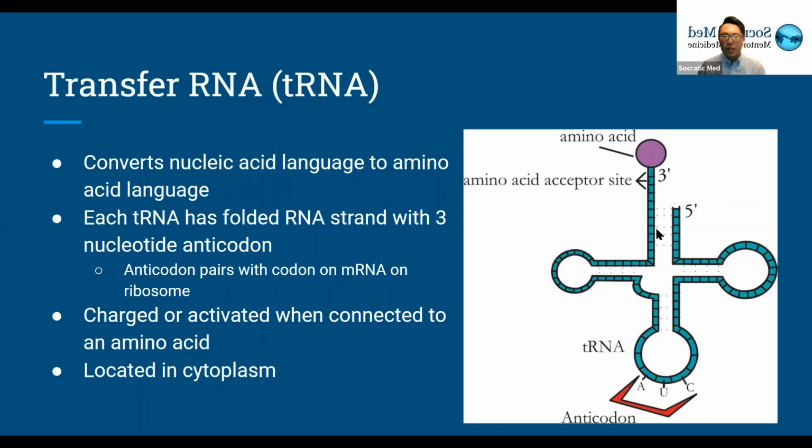So you can say that the tRNA is charged or activated when it's connected to an amino acid. Sometimes in the cytoplasm, there will be uncharged tRNA, so it doesn't have an amino acid bound to it. But once an amino acid that correlates to the anticodon is bound to it, it's called charged or activated, and it can be used in protein synthesis. And like I said before, transfer RNA is in the cytoplasm, where protein synthesis is happening.